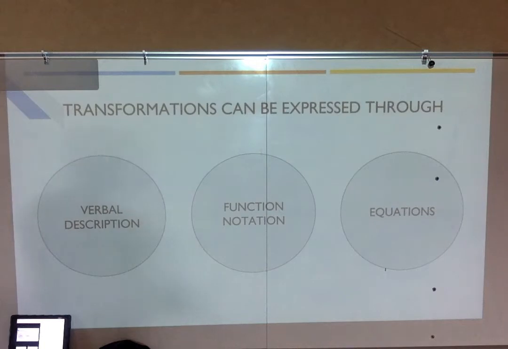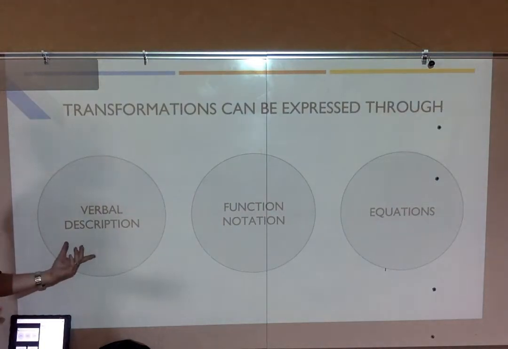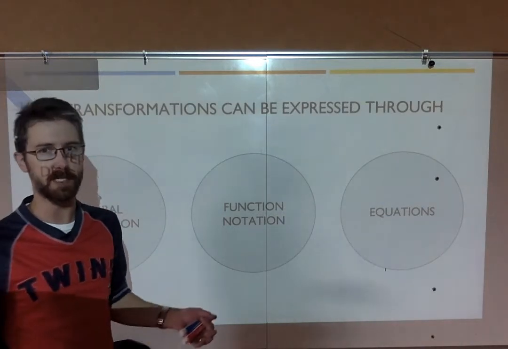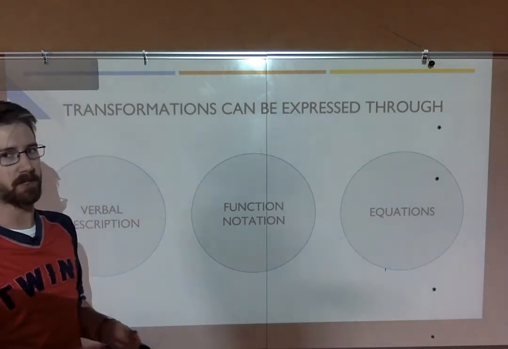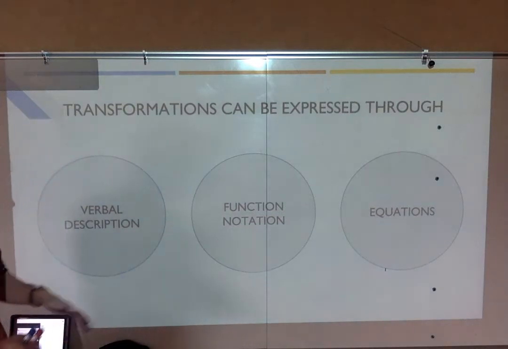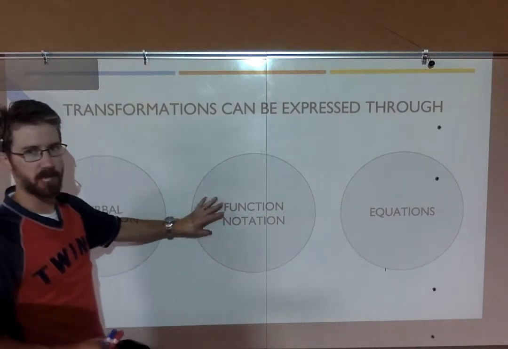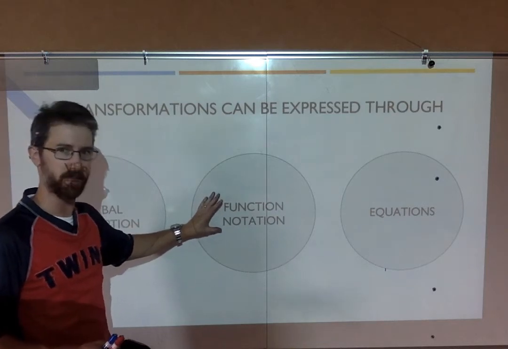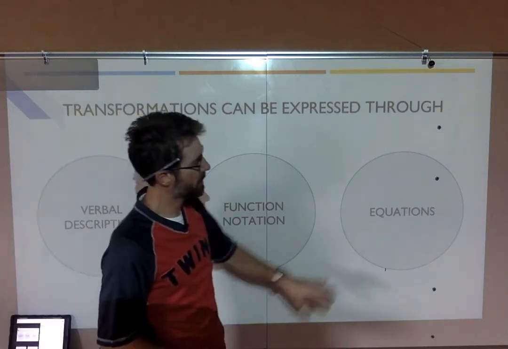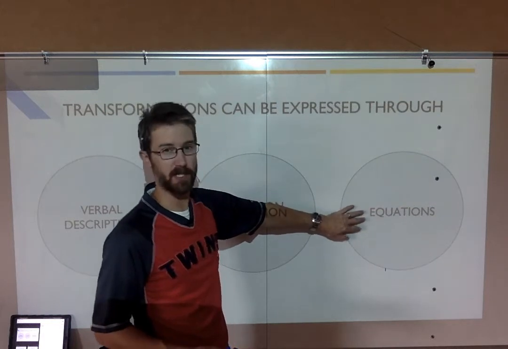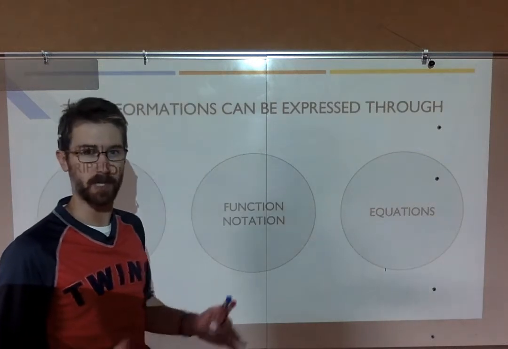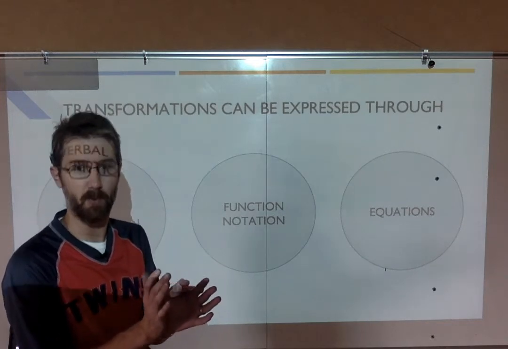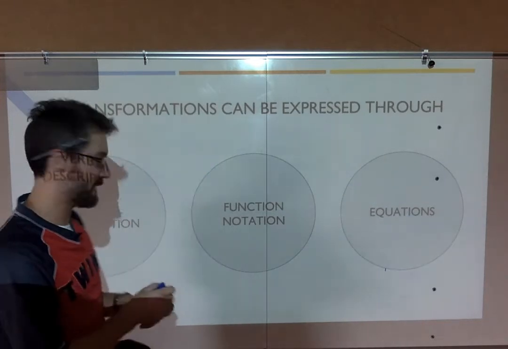We can express them several ways. One of them is a verbal description, so things like shifting up 1, down 5, vertical stretch of 8. Then function notation, which we'll talk about a little bit, but we're not going to focus on it a ton because of time constraints. And then the equation. How does the equation of a parabola change when it goes from the regular parabola, y equals x squared, to one that's been shifted up 5? How does that look different?